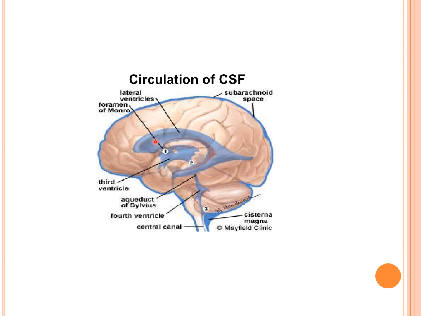In this diagram, you can very clearly see the subarachnoid space, and you can also see the ventricles which are present in the brain, and this light blue colored fluid which is shown here in the diagram is the cerebrospinal fluid.